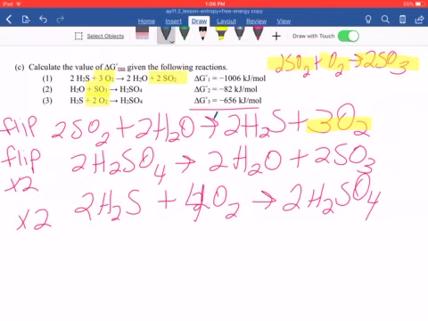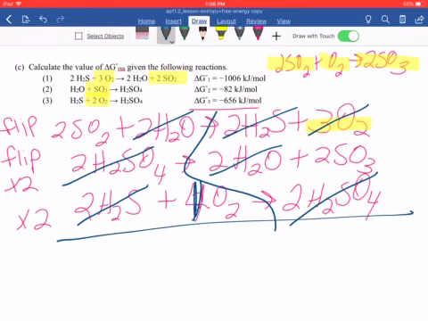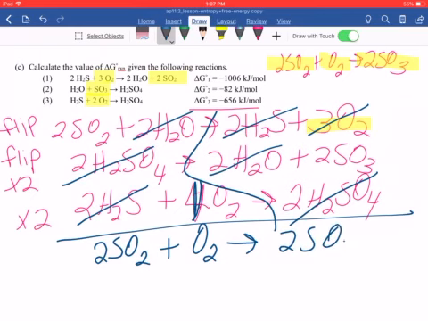All right, now I'm going to look at what's the same on the left and the right-hand side and cross those out. We have 2 waters and 2 waters. We have 2 H2S's on both sides. We have 2 H2SO4s on both sides. And then we have 3 oxygens on both sides, which can be reduced down to 1 oxygen. So overall, we have 2 SO2 plus 1 oxygen, and it makes 2 SO3s.